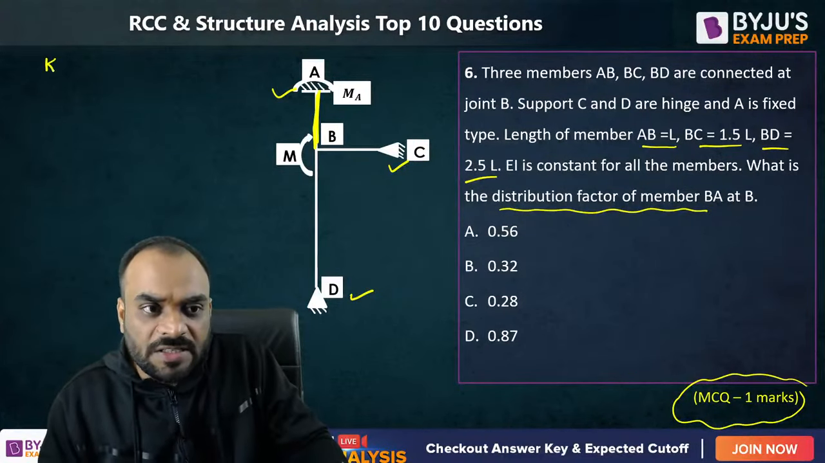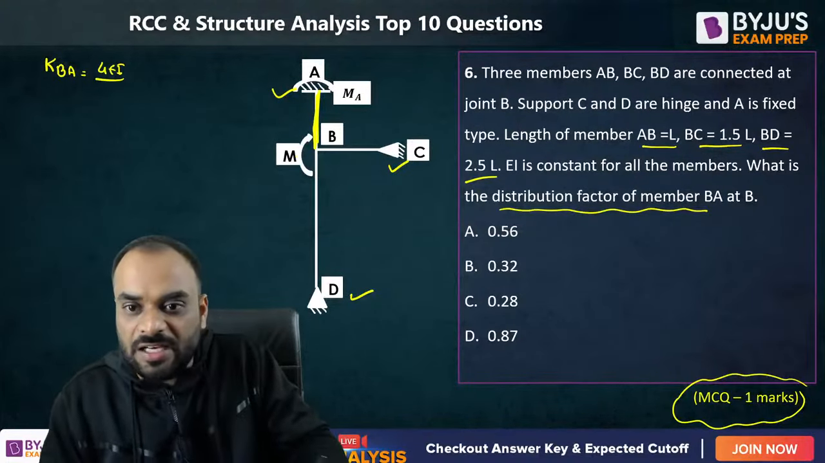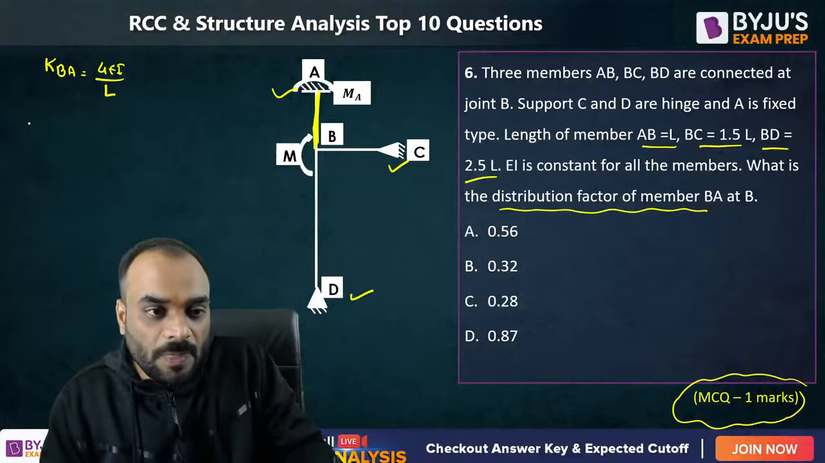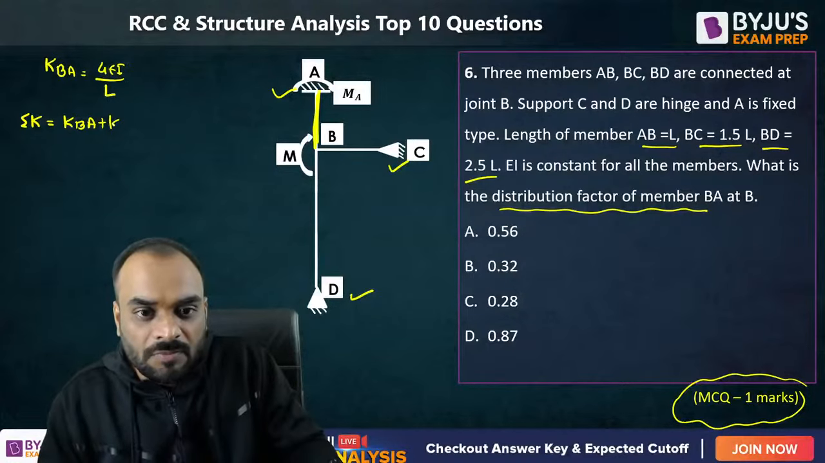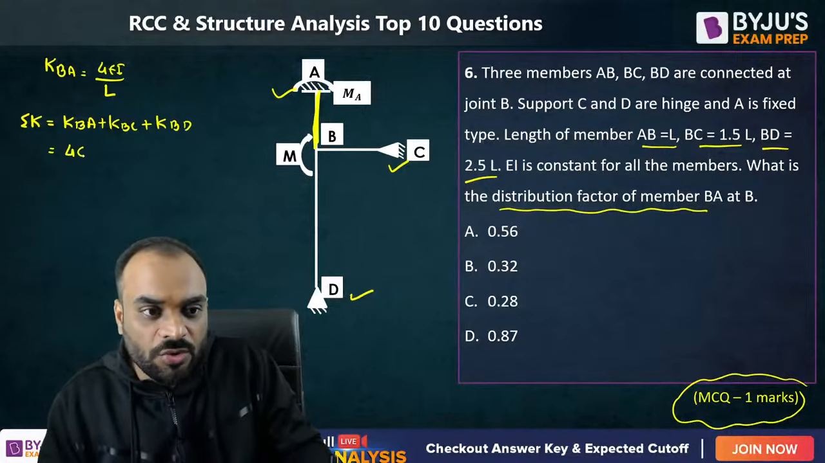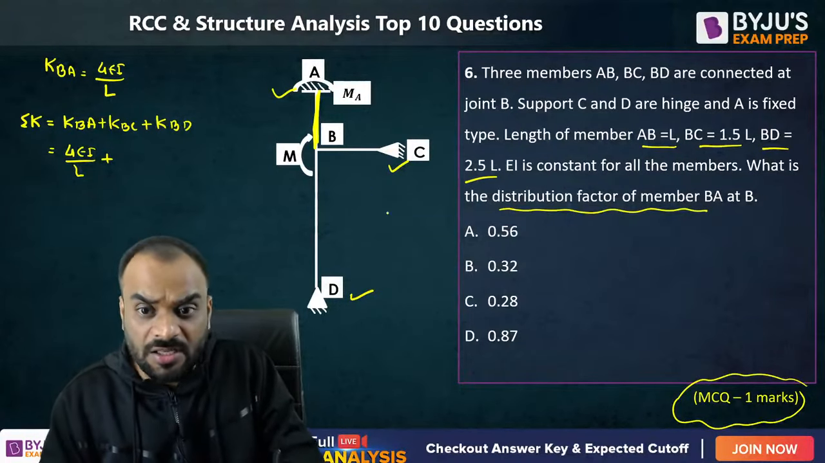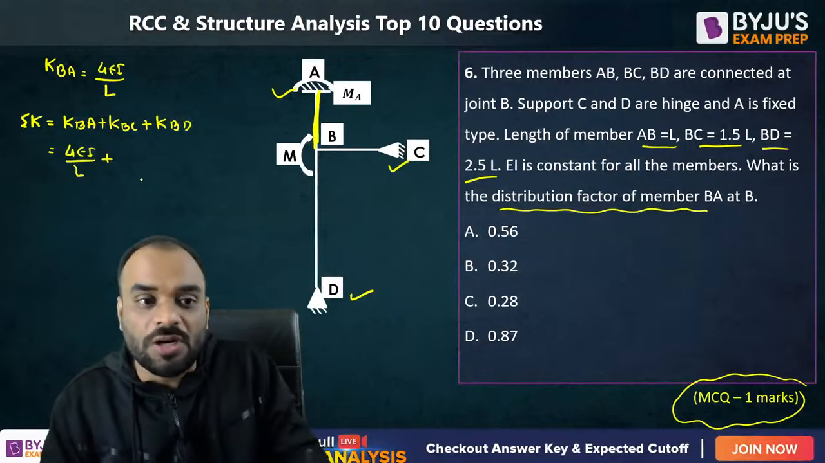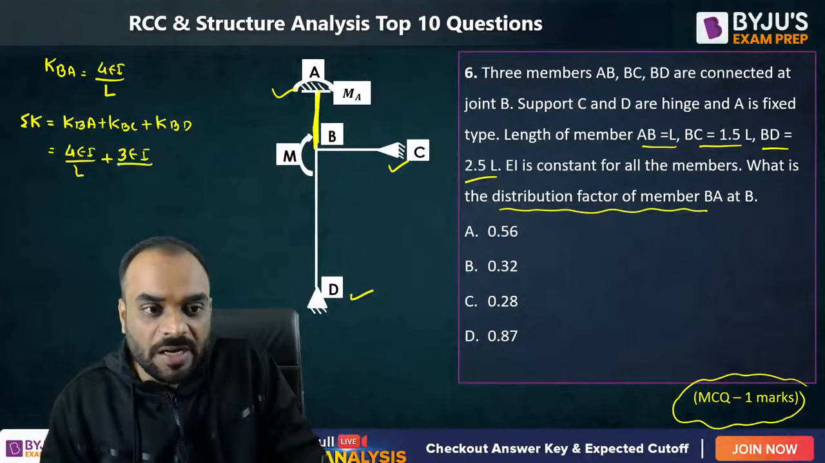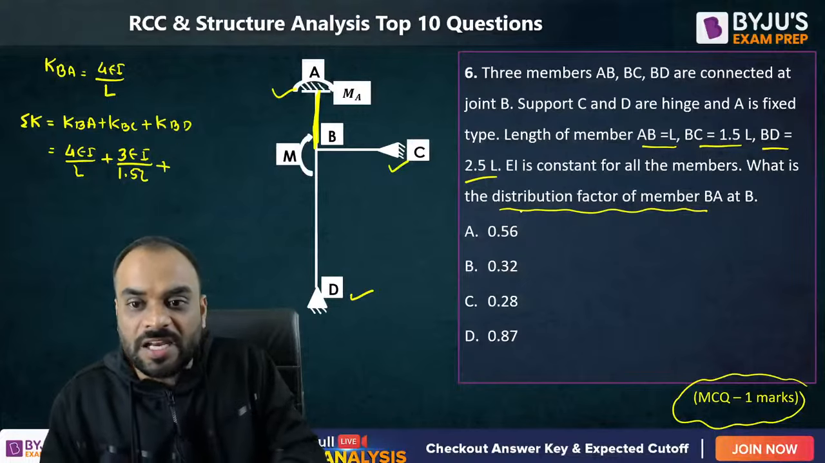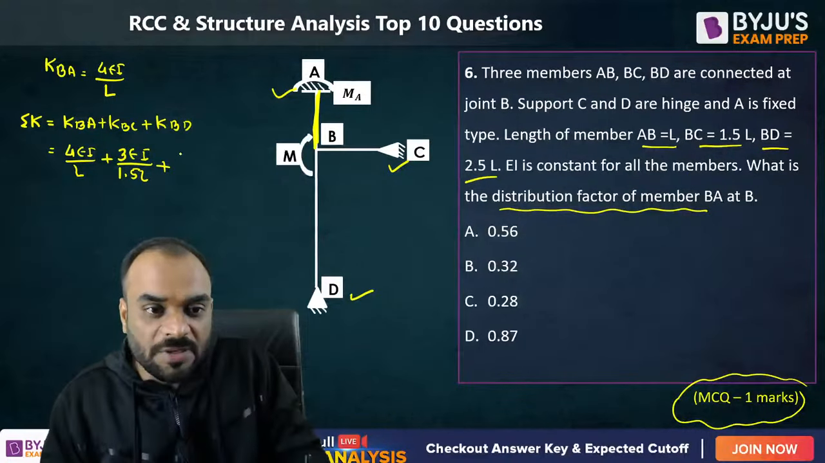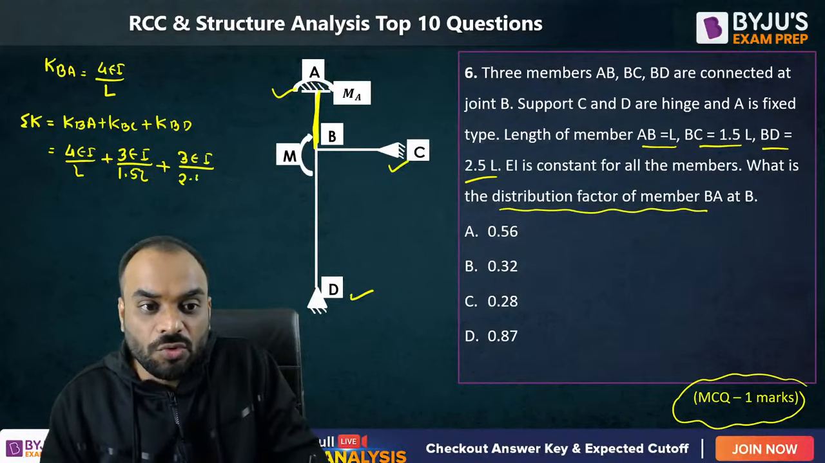Very simple. Let's calculate KBA first. It is equal to 4EI by L. L is equal to how much? It is L. Now we will find summation K. Summation K will be BA, BC and BD. So this value is 4EI by L. BC far end is hinge, 3EI by L. But EI is constant, L is equal to how much? 1.5. So 3EI by 1.5L. KBD is 2.5 L. So that means 3EI by 2.5 L.